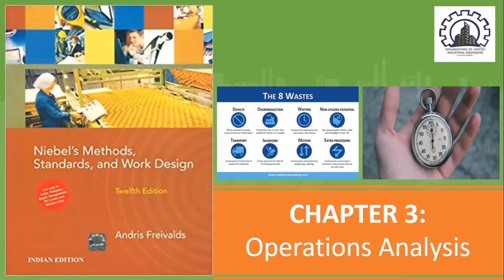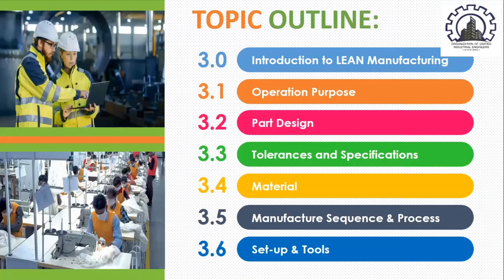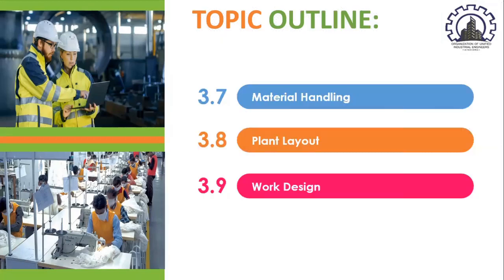First, we have the introduction to lean manufacturing. Second, we will be discussing the operations purpose. Third, we have part design. Fourth, we have tolerances and specifications. Fifth, we have material, manufacture sequence and process. Sixth, we have the setup and tools. Seventh, we have material handling. Eighth, we have plant layout. And finally, we have work design.